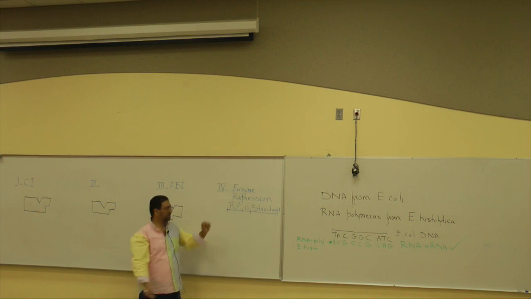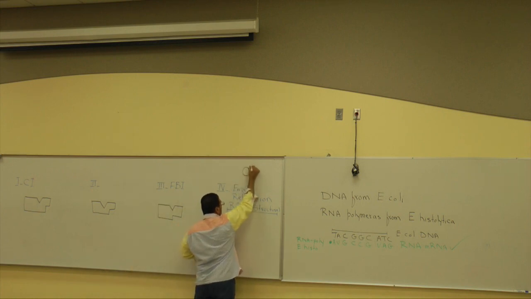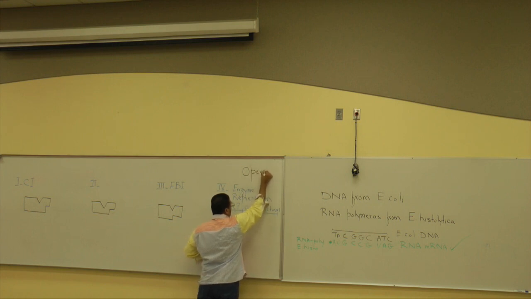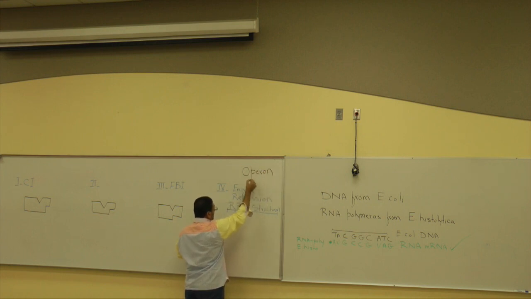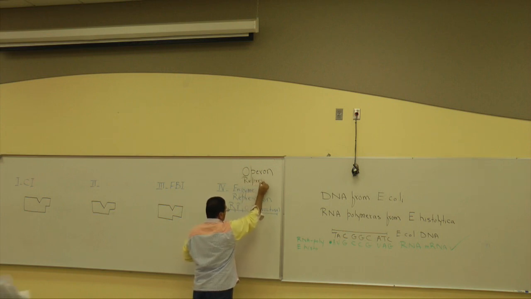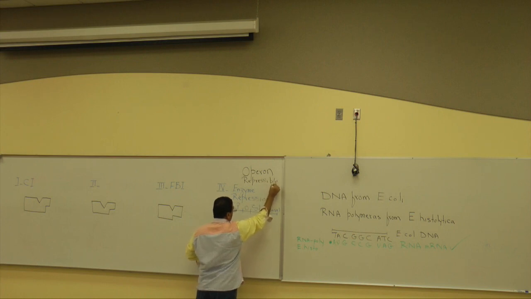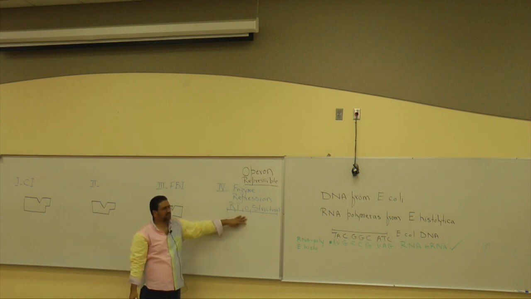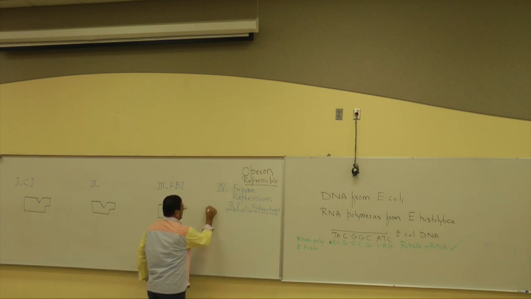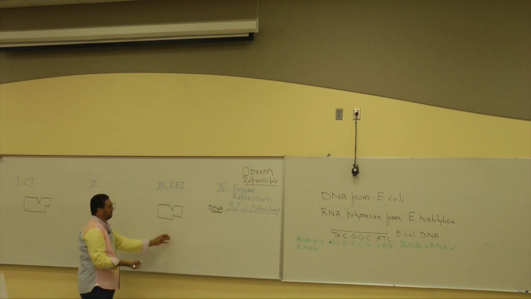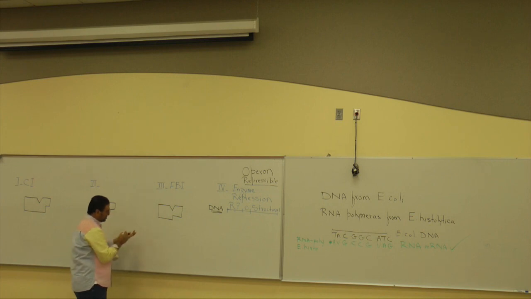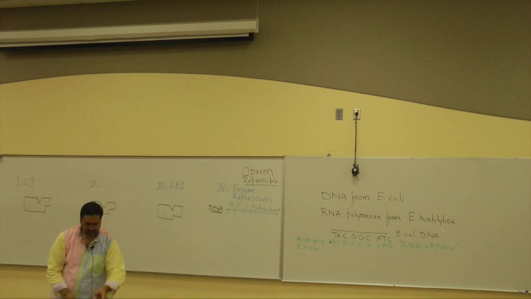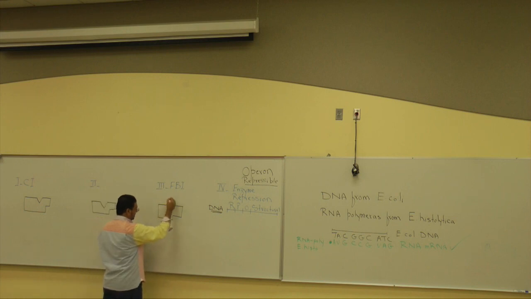This is the operon model, the repressible operon. Repressible operon takes place at the DNA level. Both are similar. In feedback inhibition, you start with an enzyme.